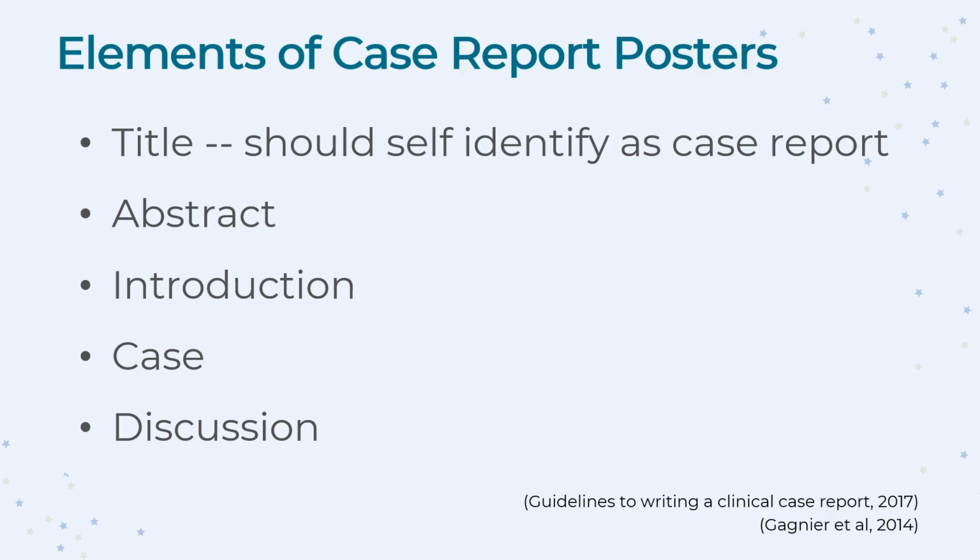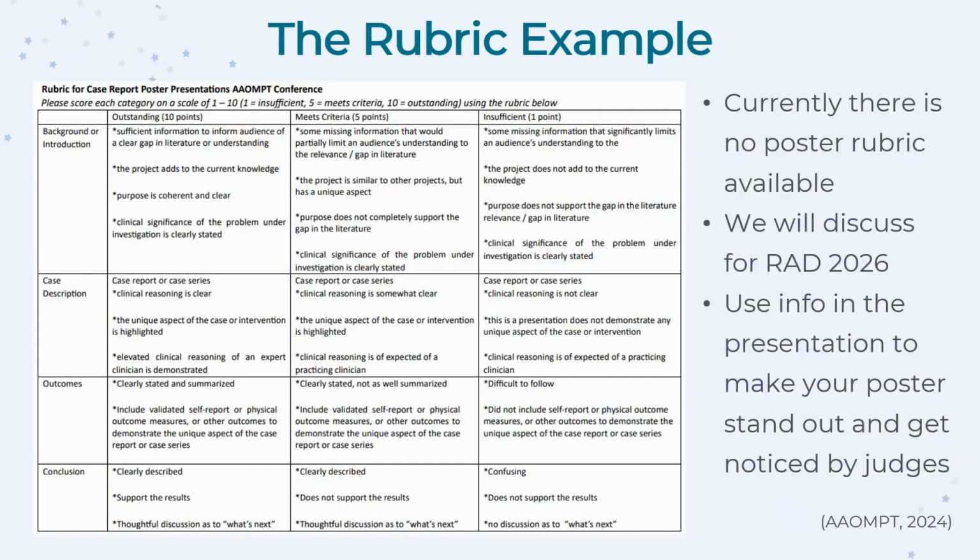Here are the elements of a case report poster. The title should identify it as a case report. Most case reports will have similar sections: an abstract for submission, an introduction, case information that includes clinical findings, timelines, assessments, interventions, follow-up, and outcomes, and a discussion. We also often see acknowledgments or contributions and a short list of references.